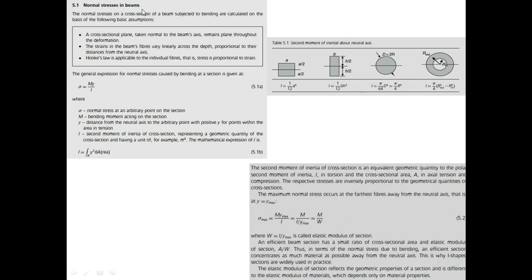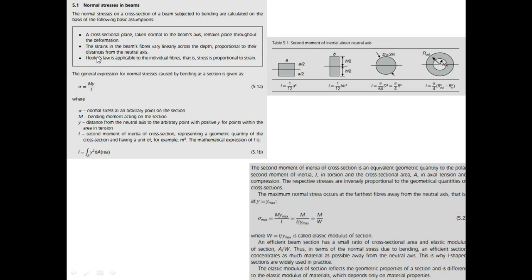Now, the bending stresses that we talked about are also called the normal stresses in the beam. The normal stress on the cross section of a beam subjected to bending is calculated on the basis of the following assumptions. These assumptions you must always take into account. A cross-sectional plane taken normal to the beam's axis remains plane throughout the deformation.